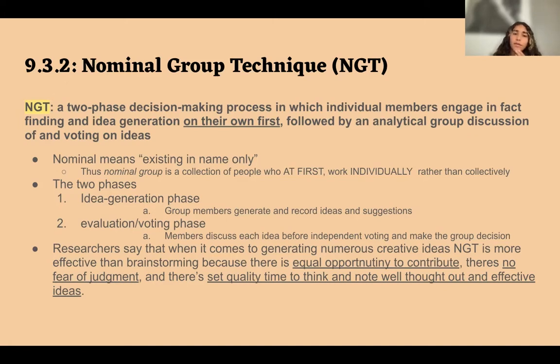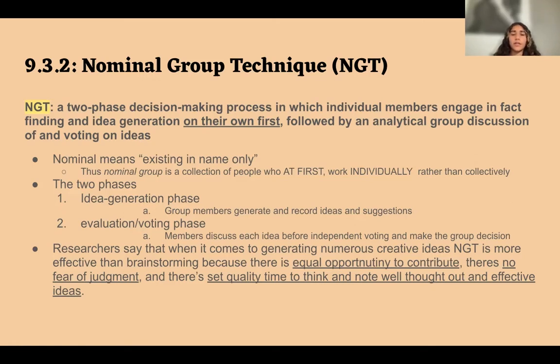So to break it down a bit, nominal means existing in name only, meaning that a nominal group is a collection of people who at first work individually rather than collectively. And the 2 phases are, 1, the idea generation phase, where group members generate and record ideas and suggestions, and then 2, the evaluating or voting phase, where members discuss each idea before independent voting, and then finally making a group decision.